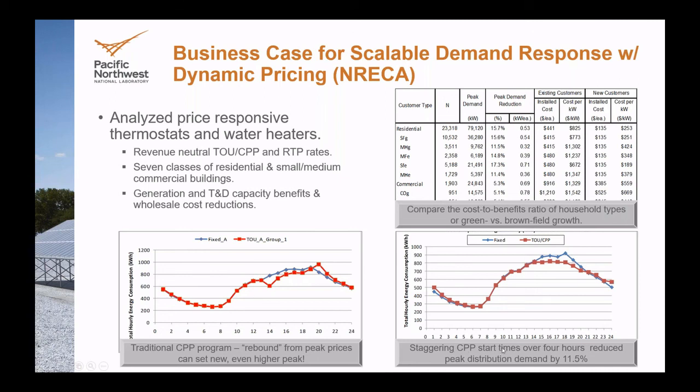So not everybody is on the same pricing signal, or not everybody gets released at the same time. And what that does is allow there still to be some time diversity in how the loads behave and keep that peak below the critical peak you're trying to reduce.